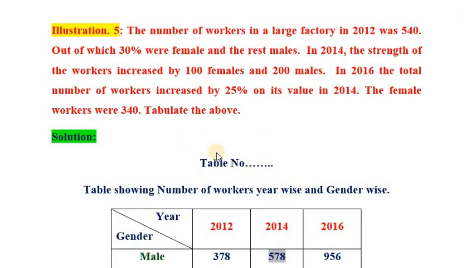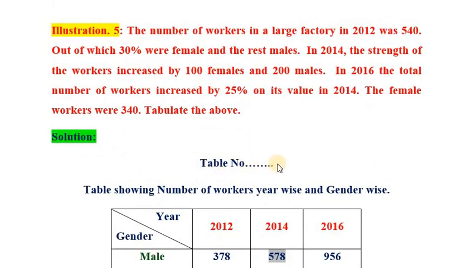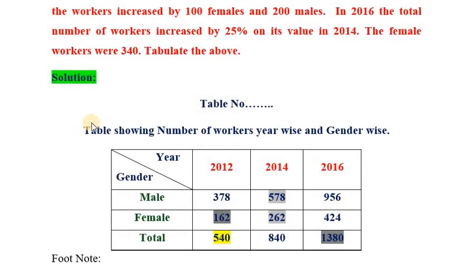So first let's start. Let us present this information in a suitable table. After reading the problem, we have to of course mention the table number. Here I have not mentioned the table number, but if you want, you can mention the table number as the illustration number, that is fine. And next, decide upon the heading of the table. Here I have given the heading as: table showing number of workers year wise and gender wise.